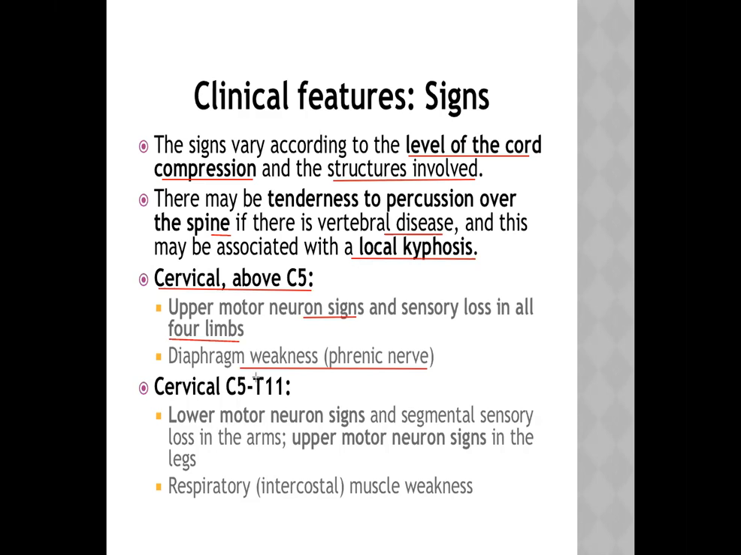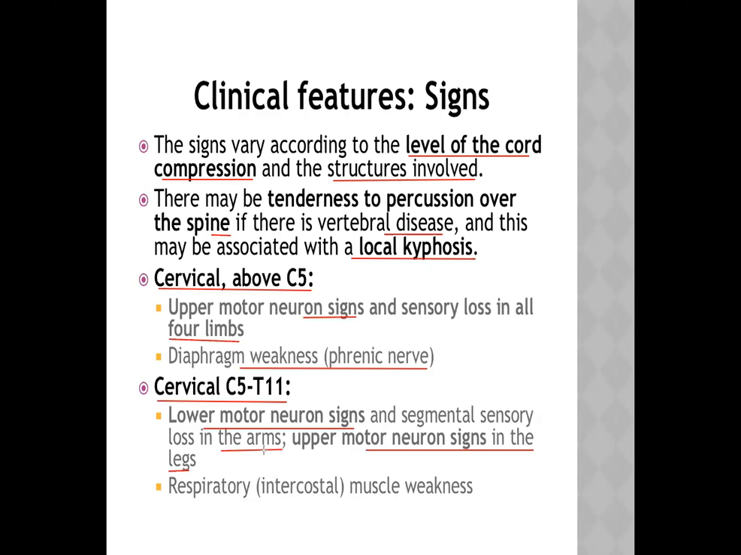If the cervical part of the spinal cord is affected from C5 till the thoracic region of T11, now what will happen here? There is lower motor neuron sign and segmental sensory loss in the arms, and upper motor neuron signs in the leg. Now, why? LMN signs are present in the arms because the brachial plexus originates from C5, C6, C7, C8, and T1. This is the origin of the brachial plexus. And for the arms, they act as a lower motor neuron sign. But below that damaged area, upper motor neuron signs would be present.